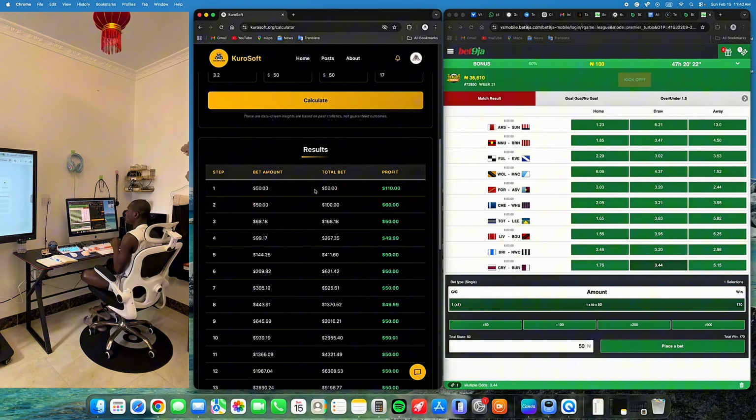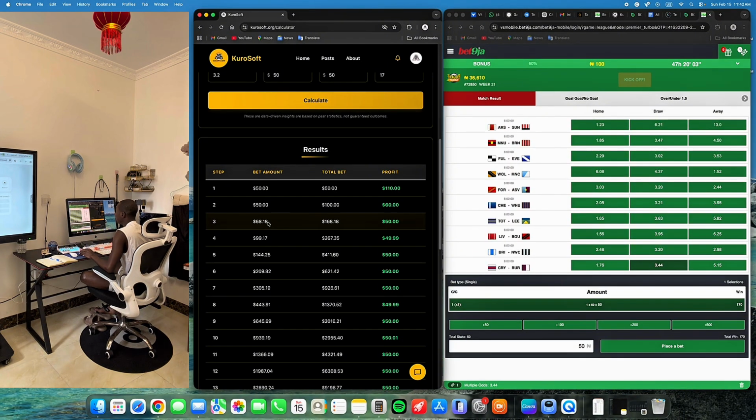Now, in this calculation, this steps column means the numbering at each point. The bet amount means the amount that you are expected to use in each round. In case you bet with this amount and it fails, you use number two. If number two fails, you bet with this one. If you make a win at any point, the amount in this column is the amount of profit you are expected to make. That's what this profit column means.